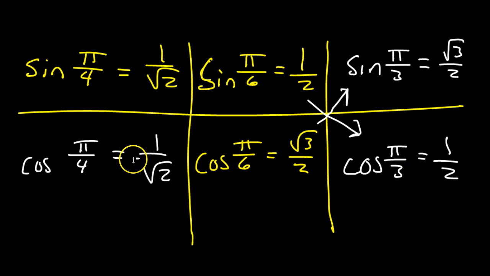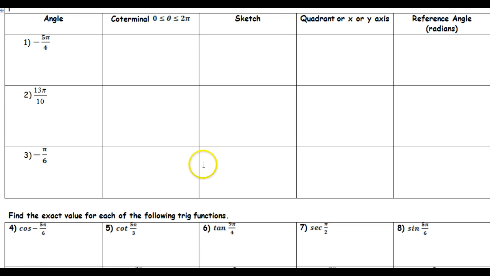So as you begin any test, quiz, or assignment about trig functions, the first thing you should do is write these six down on a sheet of scratch paper or something. So for the rest of this lesson, we're going to refer back to this as fact. Alright, so we're going to do these three problems right here. For each one of these angles, we need to find a coterminal angle between 0 and 2 pi, and we need to find a reference angle in radians. And of course, to do this, we're going to do a sketch, and it should be easy to know what the quadrant is. So let's get started.